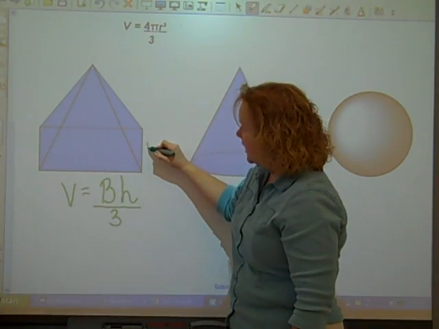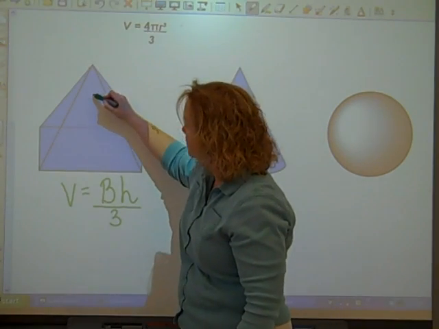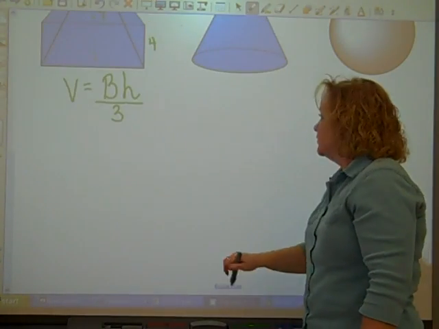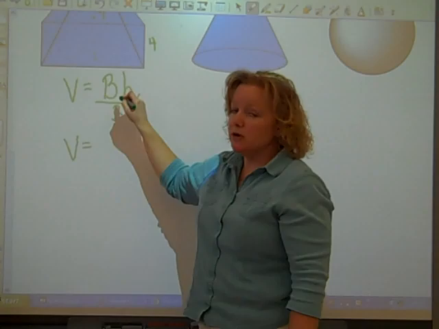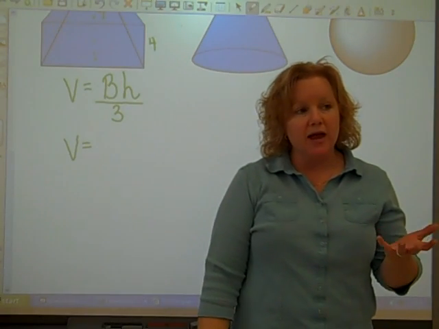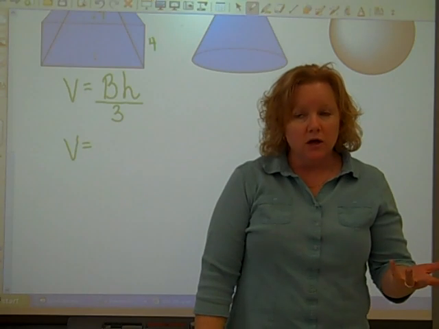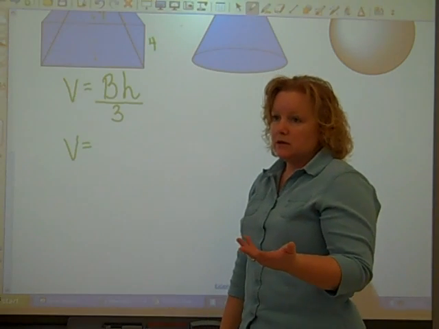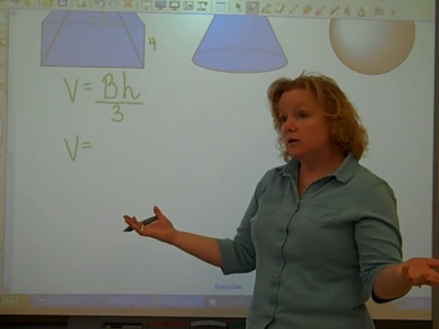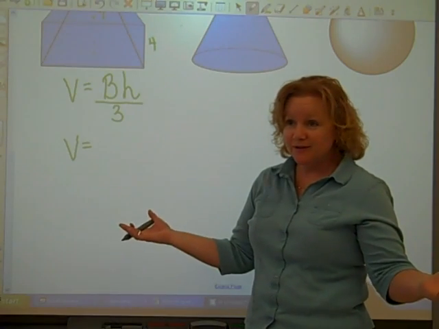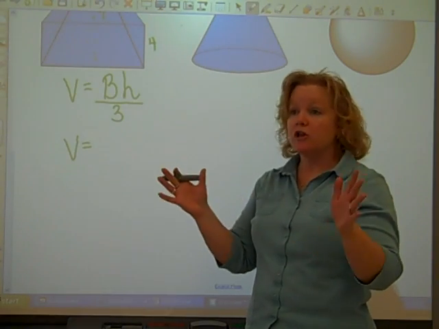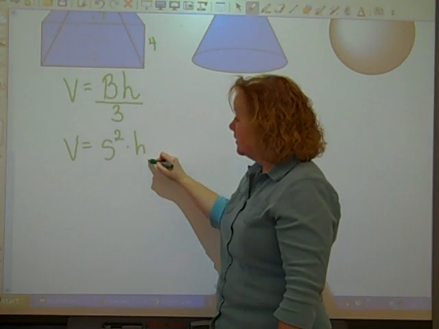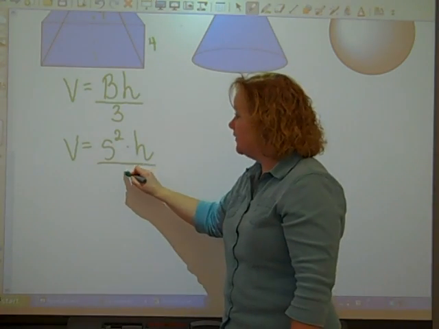Now, let's say that your sides are 4, and let's say the height of this triangle is 9. Remember, big B is the area of the base. You just told me the base is a square. So what's the area of a square? What's my formula, Lydia? S to the second power, or S squared. So Lydia's saying S squared times the height, and then all of that's divided by 3.